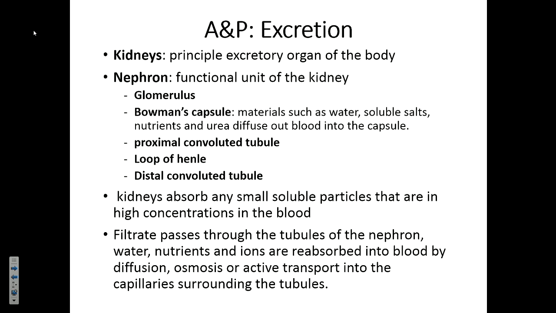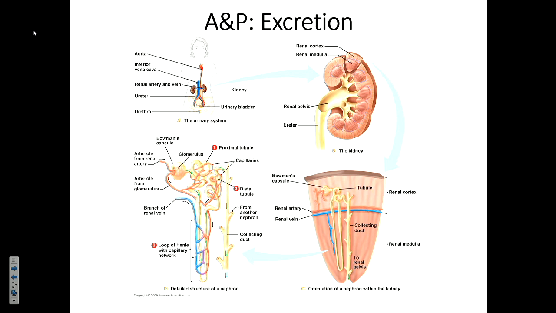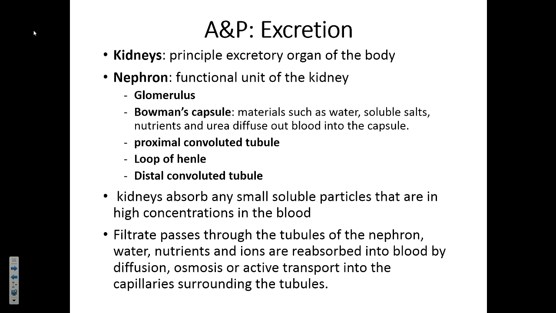So what do we need to know? The kidneys are the principal excretory organ of the body. The nephron is the functional unit. All those portions that are in bold are key terms that you're going to want to know: the glomerulus, the proximal convoluted tubule, Bowman's capsule, loop of Henle, and distal convoluted tubule. When we go back to this picture, number 1, number 2, number 3, Bowman's capsule is essentially where it starts. You can see that in the figure on the bottom left. All of these are components of that specific filtration that's going on inside of the kidney.